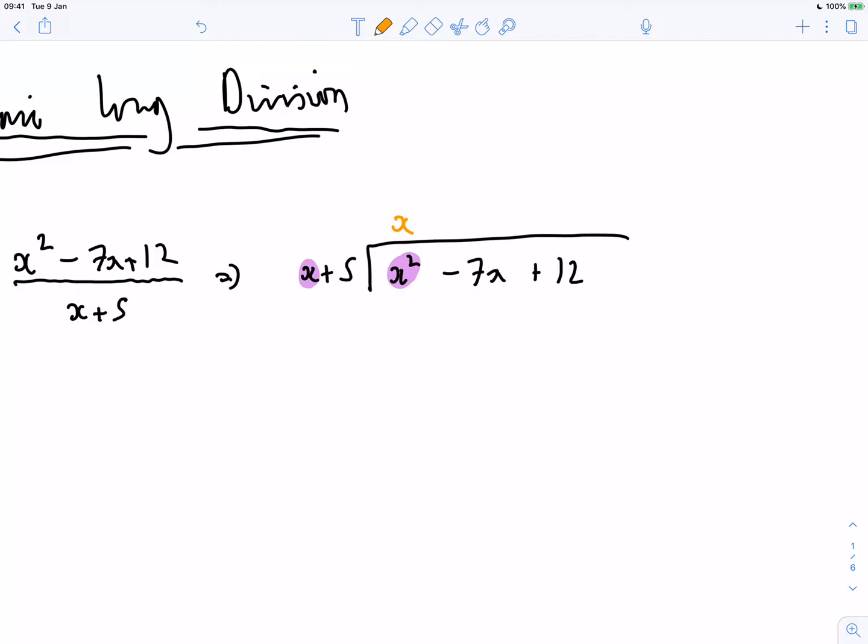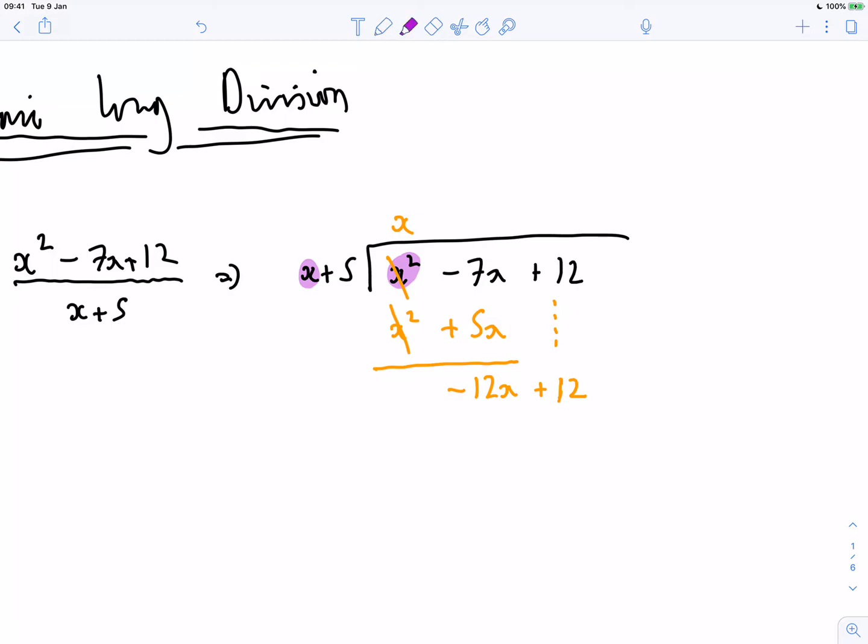Now what I have to do is multiply x by all of this thing, x plus 5. So x times x plus 5 is x squared plus 5x. And then once you've done that, you need to subtract terms. So x squared minus x squared, they cancel. And minus 7x minus a 5x will be minus a 12x. You bring the next term down, so it's plus 12, and then you carry on.